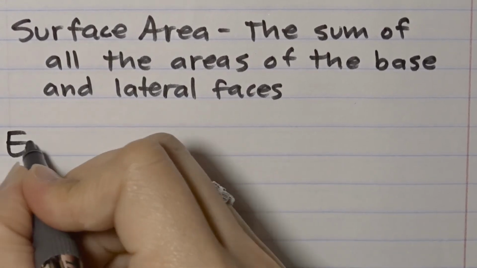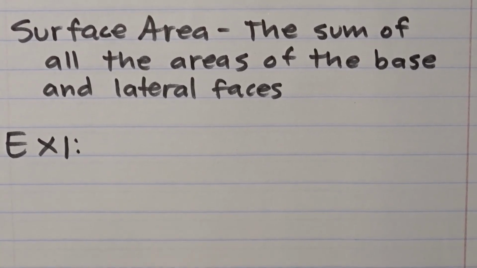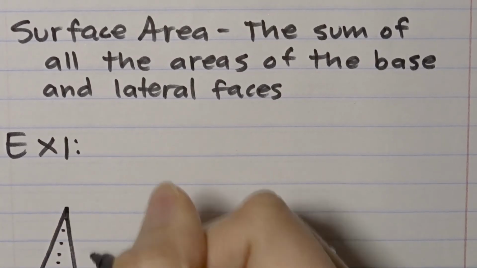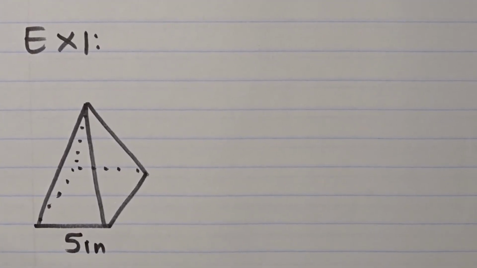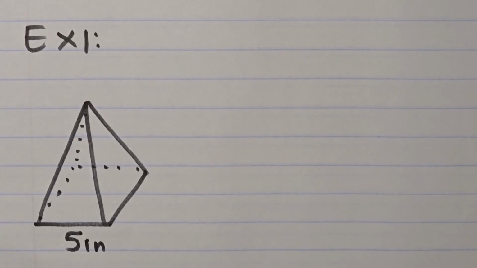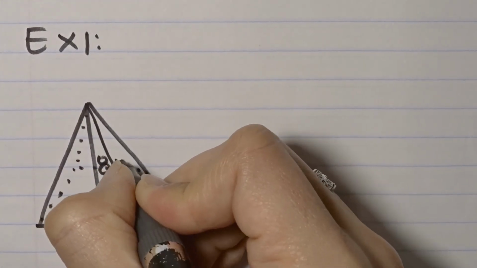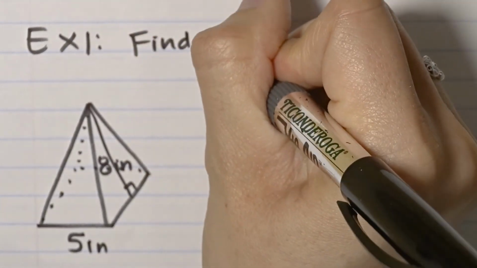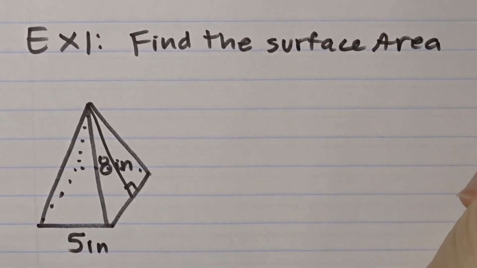All right. So let's look at example 1. We're given a pyramid. They said it's a regular pyramid. Example 1 is a regular pyramid, and it's got a slant height of 8 inches, and it's asking me to find the surface area of the regular pyramid.